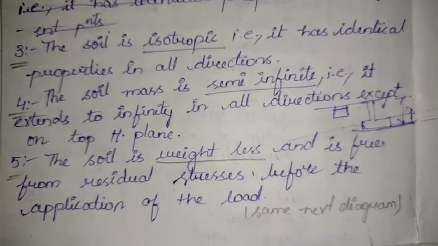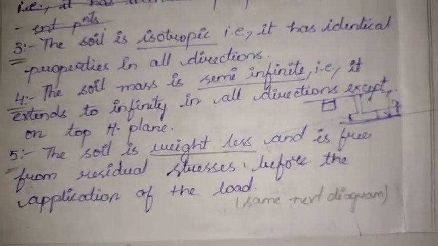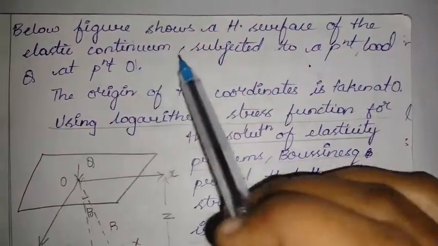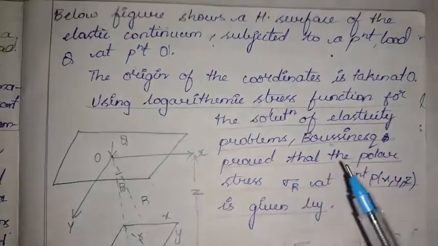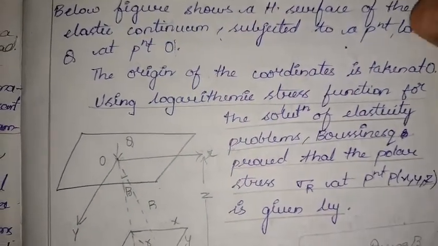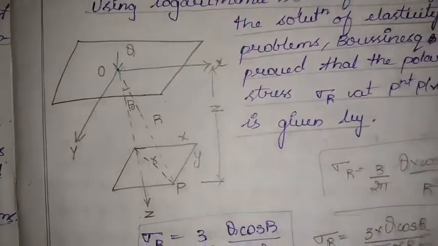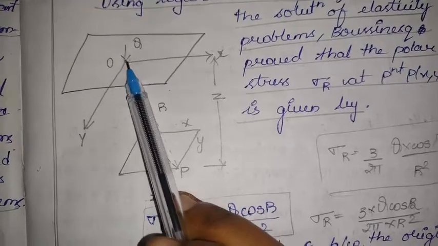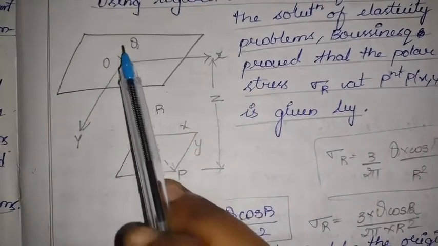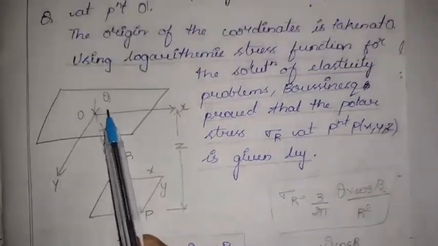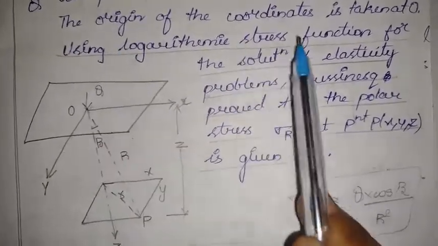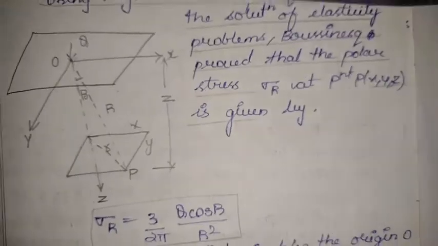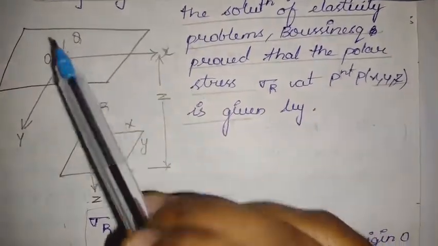Next, going to the derivation part. Here we have a figure showing a horizontal surface of the elastic continuum, subjected to a point load Q at a point O. This is the rectangular diagram we are taking, where we are taking a point O inside this, that is subjected to a point load Q. The origin of the coordinates is taken as O. We are taking the point O as the origin.